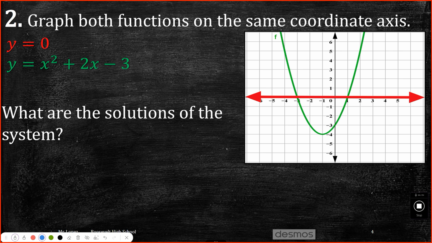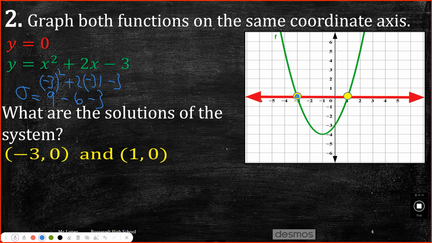One more time, I can just plug in x is negative 3. That would be negative 3 squared plus 2 times negative 3, minus 3. Then it's going to be 9, minus 6, minus 3. 9 minus 6 is 3. 3 minus 3 is 0. So it equals 0. Yes? Okay, and plugging in the other one is going to work out the same. Those are the solutions. Negative 3, 0, and 1, 0.